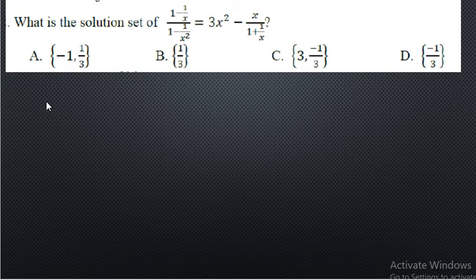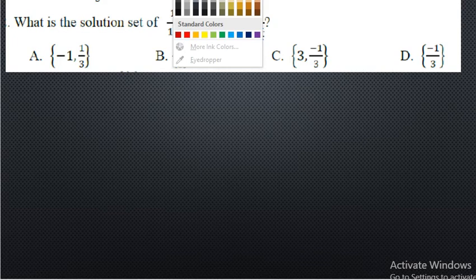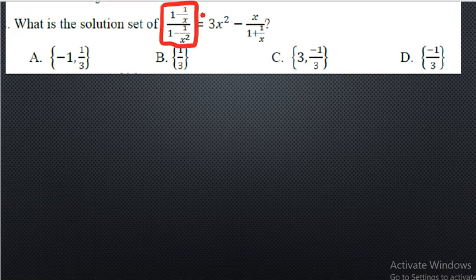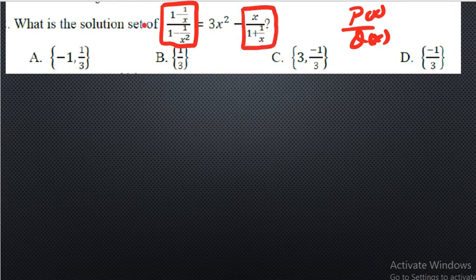Let us see how to solve this rational equation. It says: what is the solution set of (1 minus 1 over x), the whole over (1 minus 1 over x squared), is equal to 3x squared minus (1 over x) over 1 over x? First of all, we have to simplify this whole expression and write it in the form p of x over q of x. We have to do the same manner for this also. So let us see step by step.